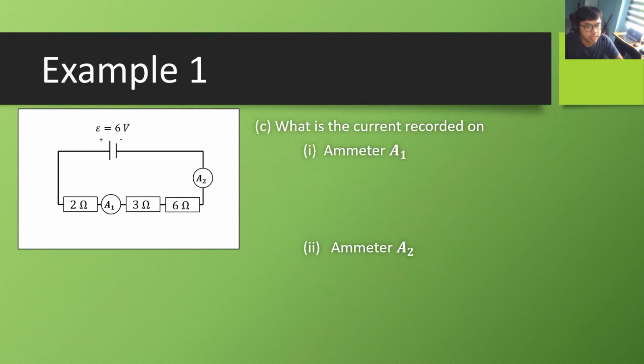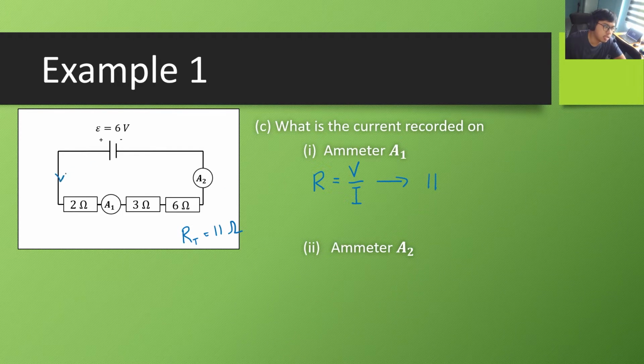C. What is the current recorded on ammeter A1? Okay, so we know the total resistance, let me just write down here, is 11 ohm, and the EMF is 6 volts. How can we find the current in this circuit? We can find that by using this formula, which is a formula that we used in the previous chapter, and it's the formula for resistance. We know what the total resistance is, we know what the total voltage is, therefore we can figure out what the current flowing through the circuit is.